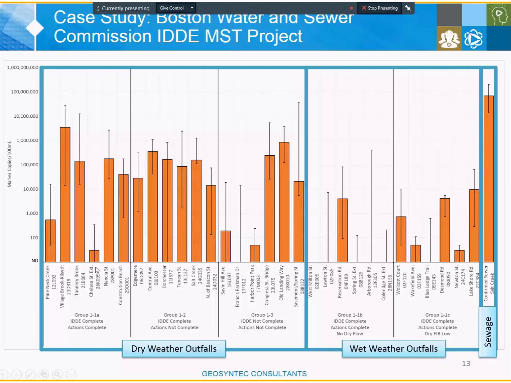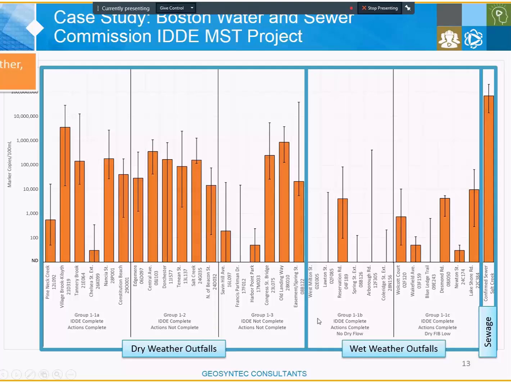This is where IDDE and corrective actions are complete. So that's not good. Then where IDDE is complete, but the corrective actions are not complete, still finding across the board sewage being conveyed in the MS4, and where actions were not complete and IDDE is still ongoing, which is where you would expect the human marker concentrations to be highest, they ran the full gamut. Then for wet weather, we found, interestingly, that the human marker levels were lowest.